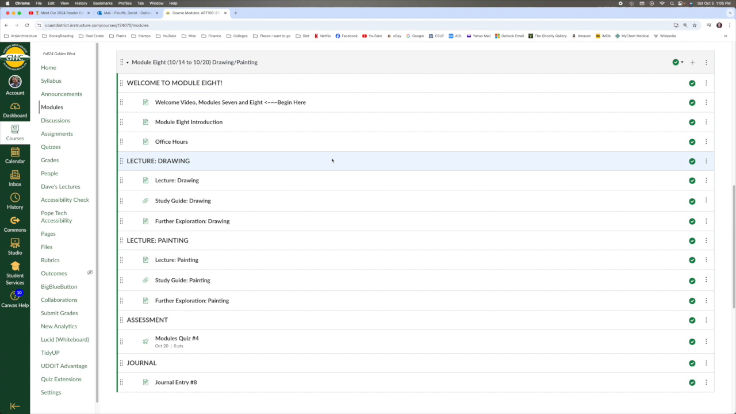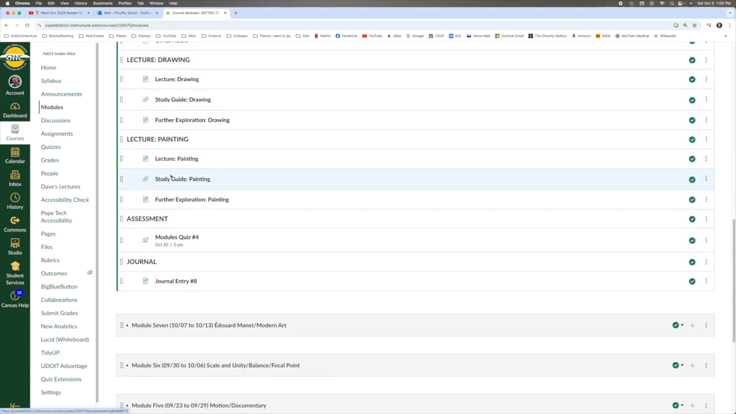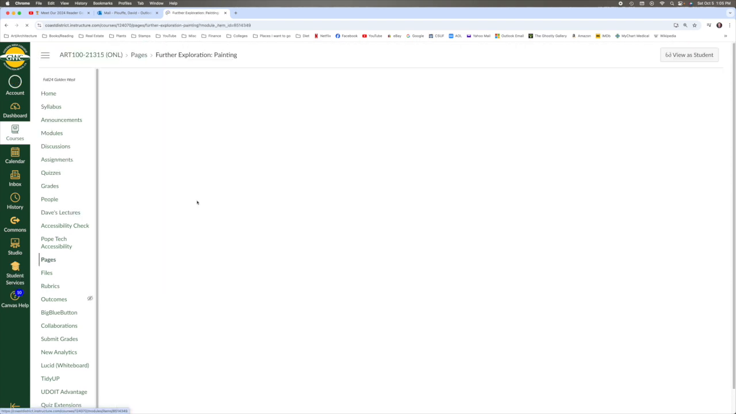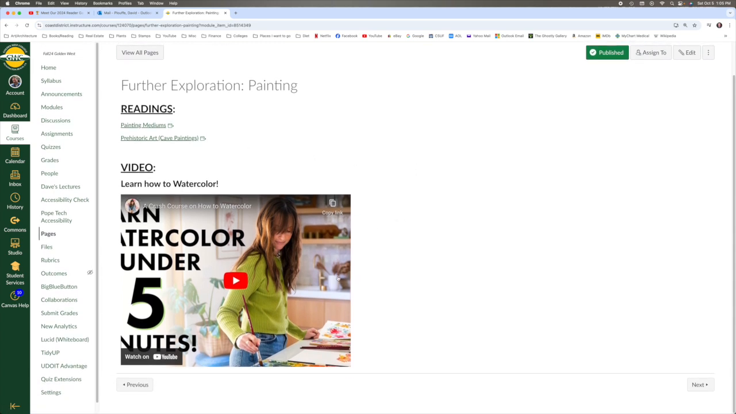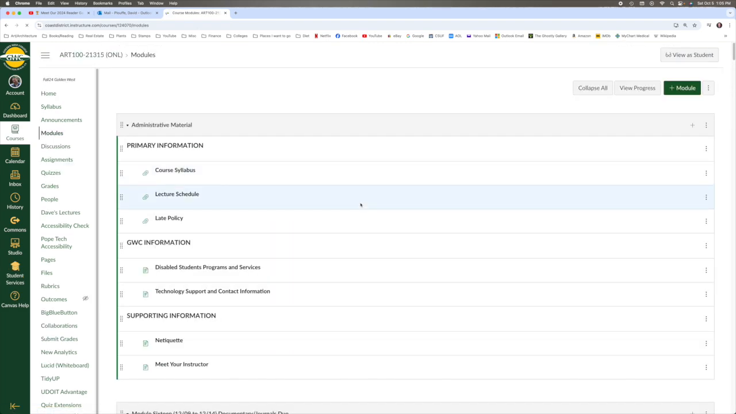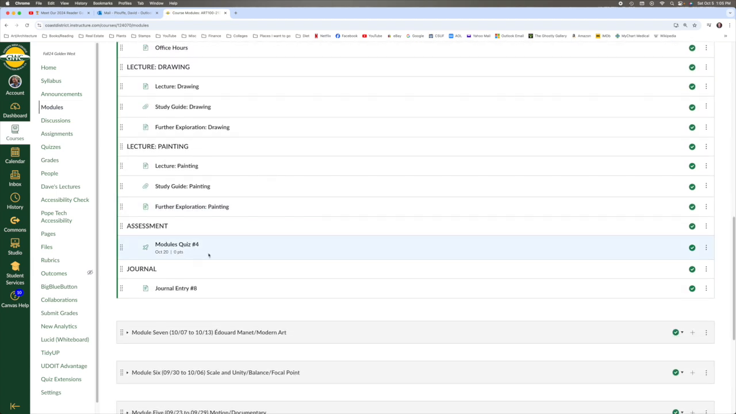And then we'll head over to painting. We've got our lecture, study guide, and then the further exploration section: mediums, some information on prehistoric art or the cave paintings, and also just a quick video on how to watercolor. After that, you do have a quiz that'll be worth up to 20 points, 20 questions, multiple choice. You have 20 minutes in which to complete those questions. And then finally, journal number 8.